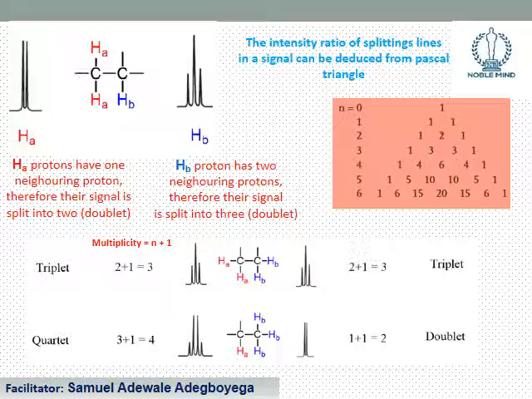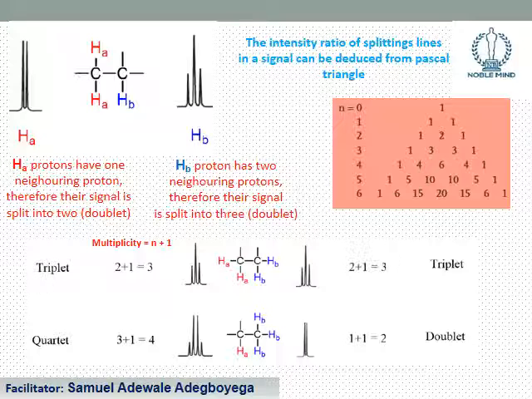Okay, if you're having a signal which is being split by 2 protons, when n equals 2, that means you are expecting 3 signals. Don't forget, multiplicity will be equal to n plus 1. So the nature of the peak you'll be having is 1 2 1, and that is obvious in triplets. You could see that in triplet, the middle peak is twice the other peaks, 1 2 1.